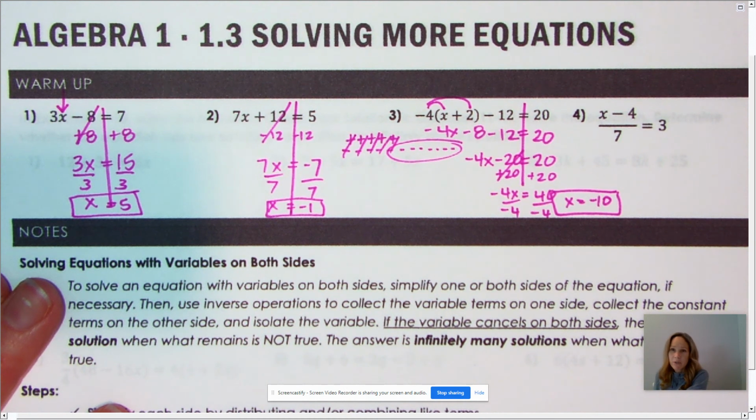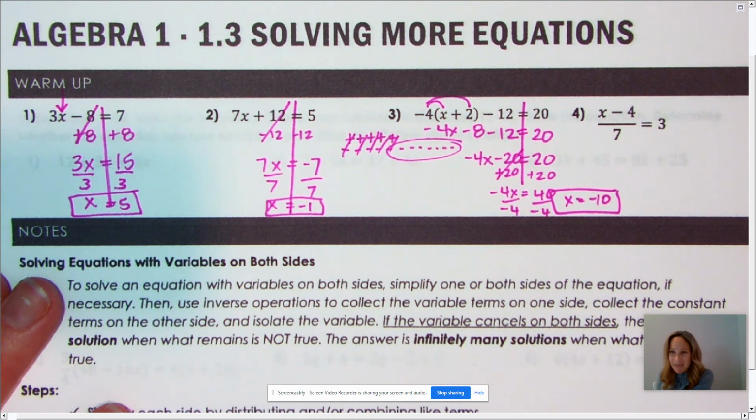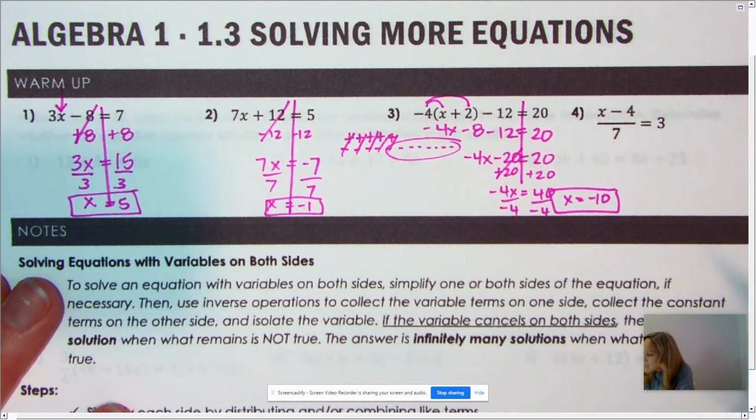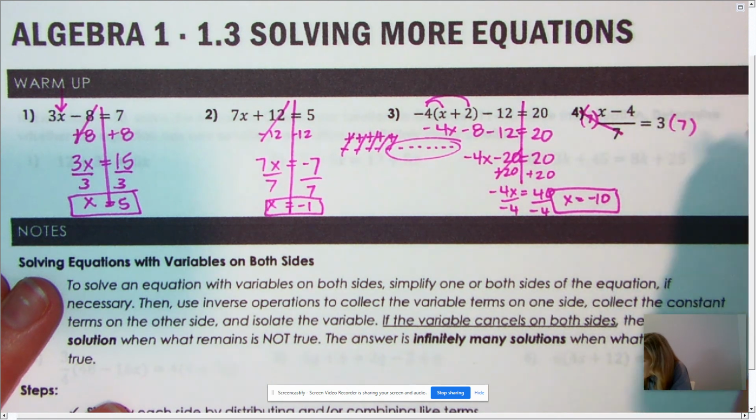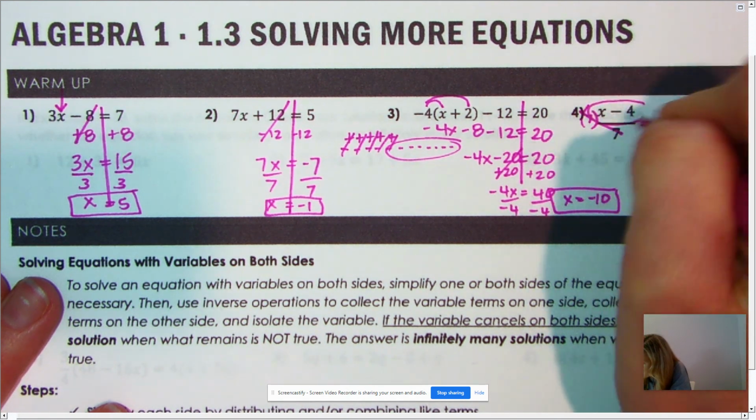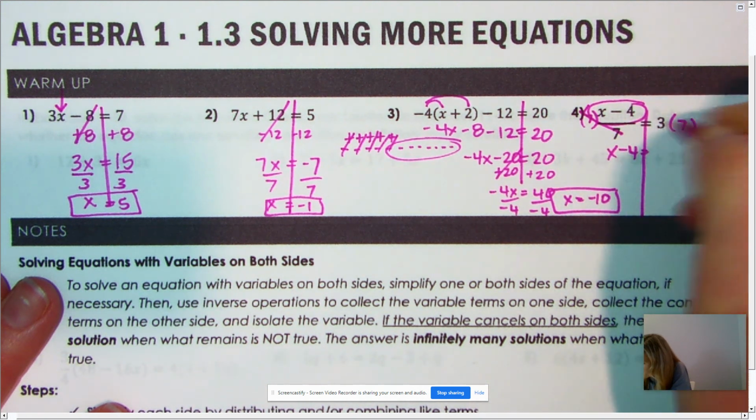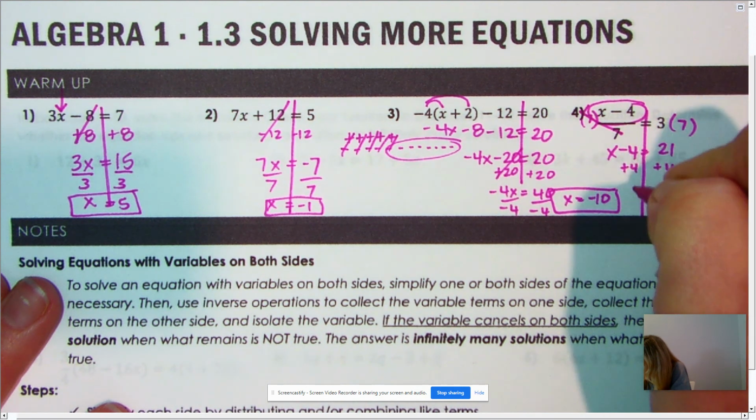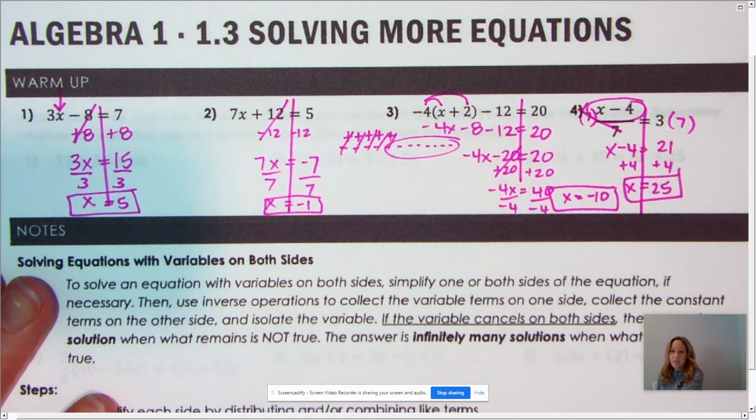Okay, question number 4. This is the one where you're like, I think I'll just skip it. No, but don't skip it. This one's actually pretty easy because this just means divide by 7. And so if I want to get rid of divide by 7, I just times by 7. So I do that on both sides. And so what's left is this, x minus 4. Here's where my equations balance. 3 times 7 is 21. So all I have to do after that is just add the 4. So x equals 25. Not too bad, right?